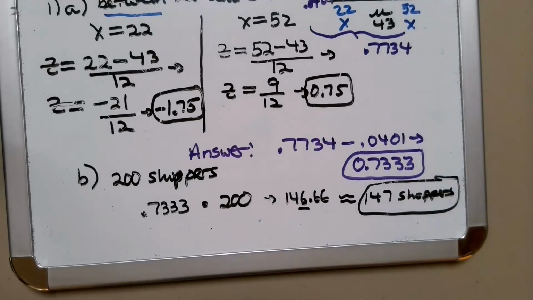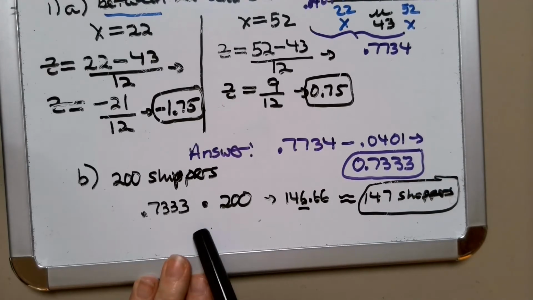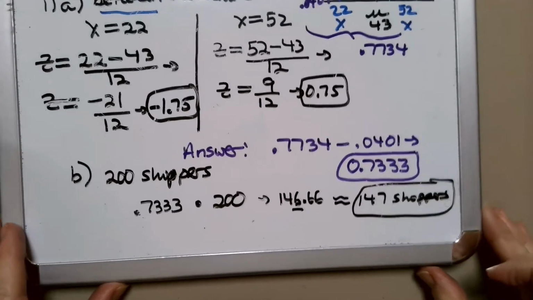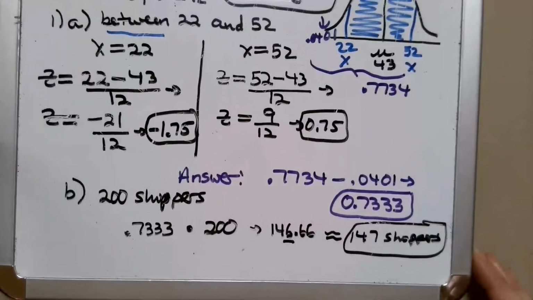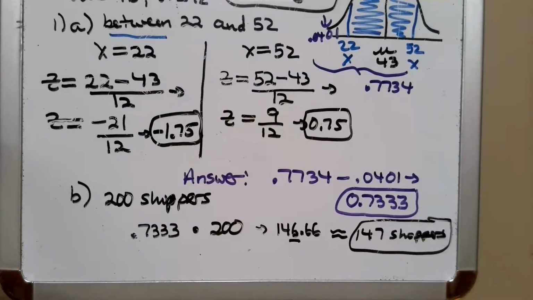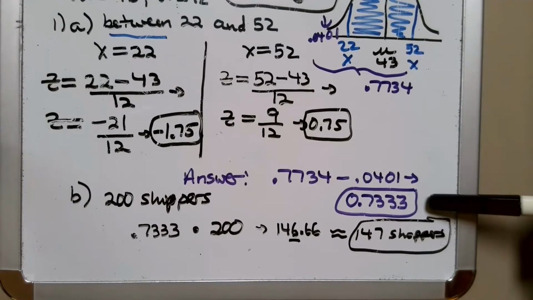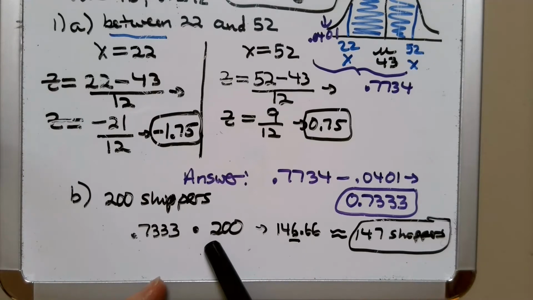So now we're going to go down to question 1b. What if there are 200 shoppers entering the store? What's the probability that they will spend between 22 and 52 minutes? How many of them, I should say. So we're going to take, this is the probability for one shopper, 0.7333. We now have 200 shoppers in our sample size, so we're going to take 0.7333 times 200 shoppers, which gives me 146.66 shoppers.